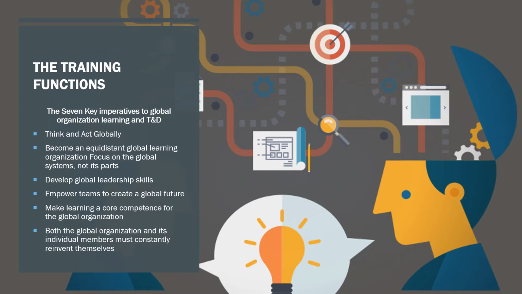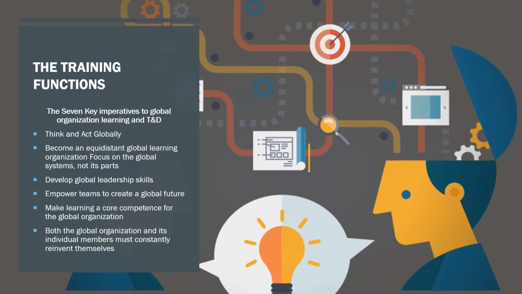The sixth key function is to make learning a core competence for the global organization. Learning is a very important aspect for multinational enterprises and must be a core competency to encourage employees to keep learning globally.